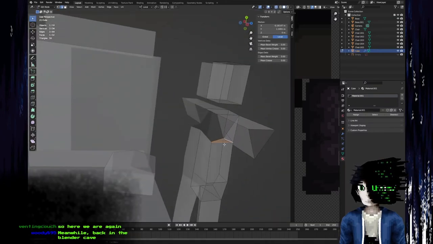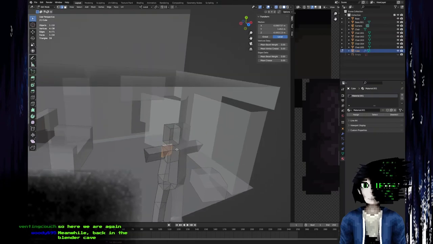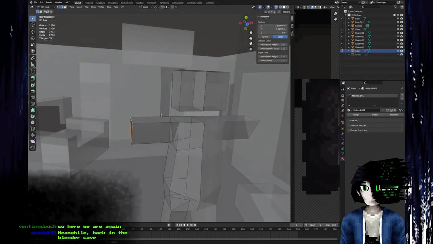Fill these in. Might come back later on and change these up a bit if they turn out to be a bit expensive on polygons for no real benefit. Leave the triangle at the end of there.